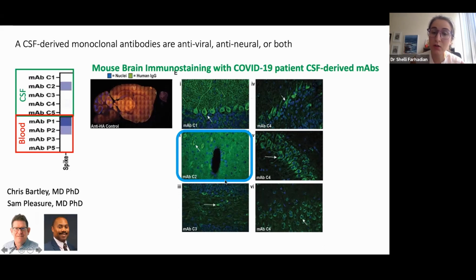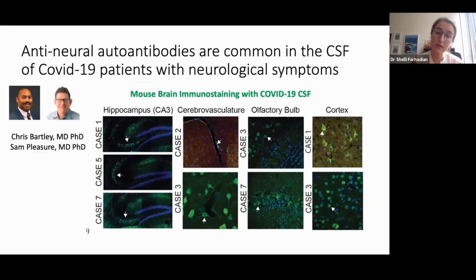As you can see, several of the monoclonal antibodies derived from the CSF showed immunoreactivity against brain tissue. And interestingly, this included monoclonal antibody C2, which was the antiviral monoclonal that we had derived from this patient. This suggests some cross-reactivity between an antiviral antibody and an anti-neural reactivity. So in the interest of time, I'll just go on to say very briefly that we then took whole CSF from our COVID-19 patients and asked whether the CSF from those patients also showed immunoreactivity against neural tissue. And indeed, 5 out of our 7 patients did show some degree of anti-neural reactivity in their CSF.